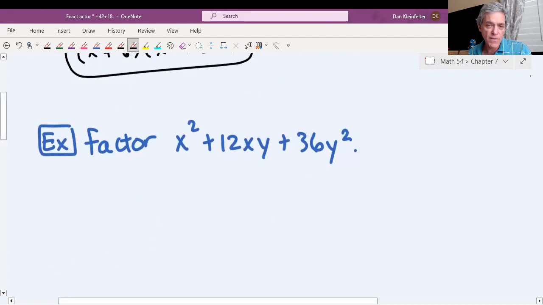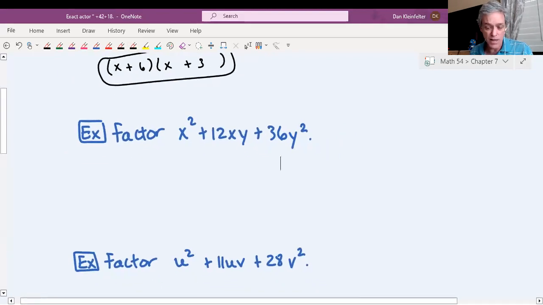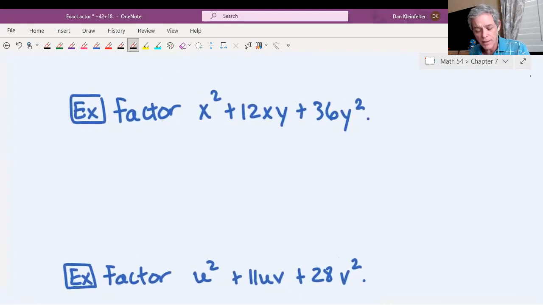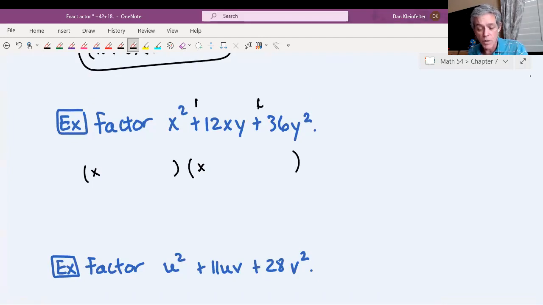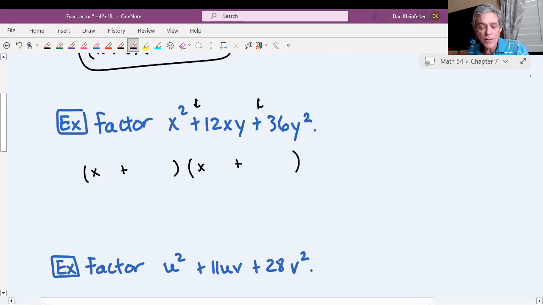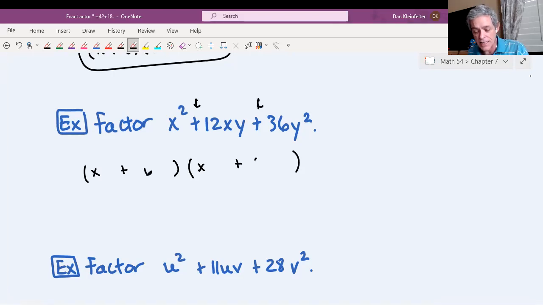All right, this one, we've got two variables, x squared plus 12xy plus 36y squared. What's new about this one is that there are two variables, x's and y's, within the same problem. But the mechanics of how you do this is really similar to what we've seen already. It leads off with x squareds, so our firsts will be x's. And then we're looking for numbers that multiply to be positive 36. So they're the same sign, both positive. We need numbers that multiply to 36 and add to 12. That sounds like 6 and 6.